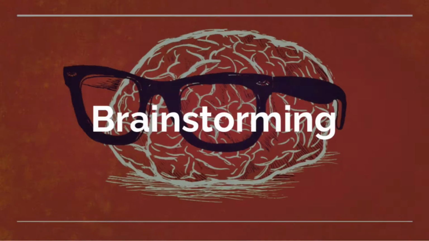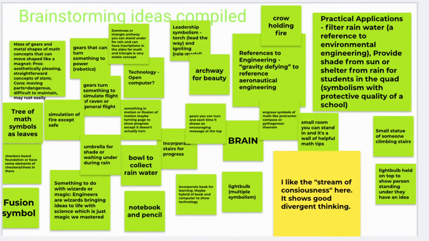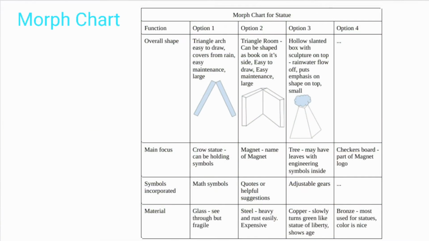The next step in the design process is brainstorming. I used the free writing brainstorming method for 3 minutes, and then I compiled these ideas plus some extra ones I thought up, which can be seen here. I picked out some of the recurring elements of each solution and put them into a morph chart, which is found here.